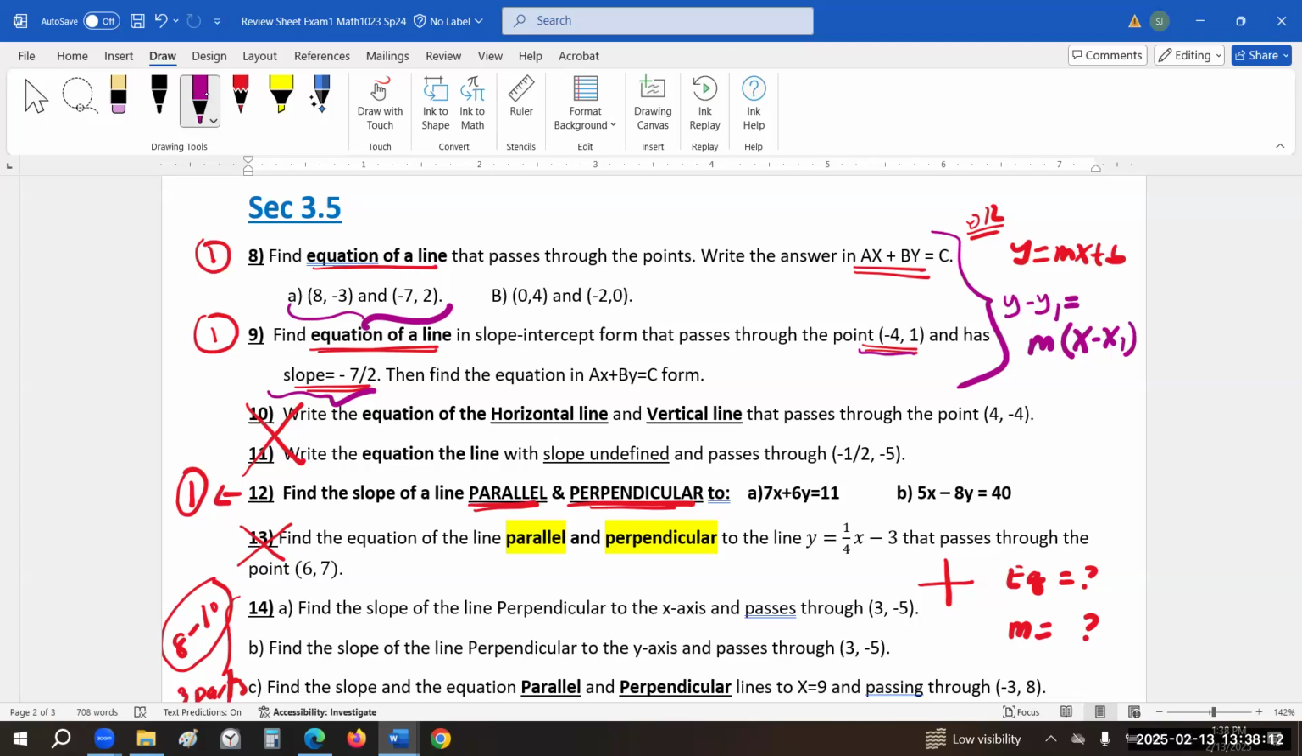Exactly. But in the second one, we don't have to do that because they already gave us our slope. Medicine. 10, 11, 13 now.